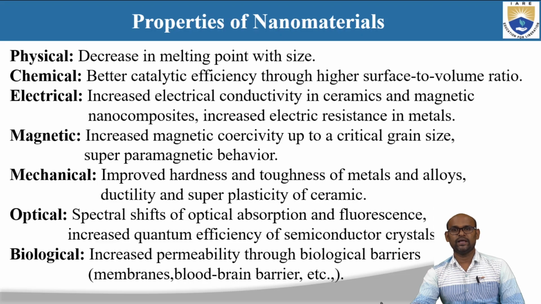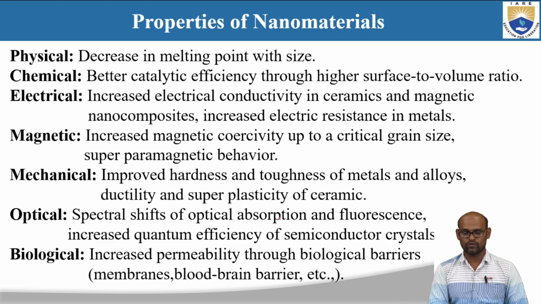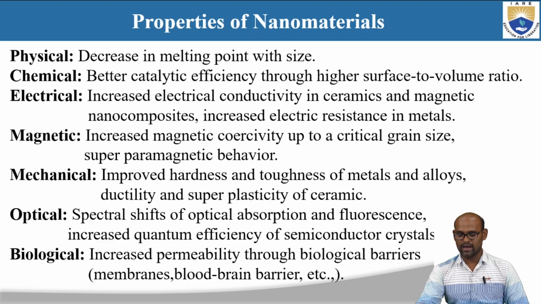Electrical properties, for example: increased electrical conductivity in ceramics and magnetic nanocomponents, increased electric resistance in metal as the size is reduced, increased magnetic coercivity up to a critical grain size, superparamagnetic behavior. Mechanical properties: improved hardness and toughness of metals and alloys, ductility and superplasticity of ceramics. Optical properties: spectral shifts of optical absorption and fluorescence, increased quantum efficiency of semiconductor crystals. Biological properties: increased permeability through biological barriers, for example membranes or the blood-brain barrier.